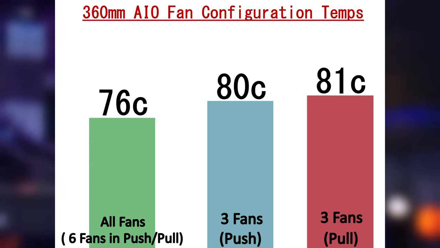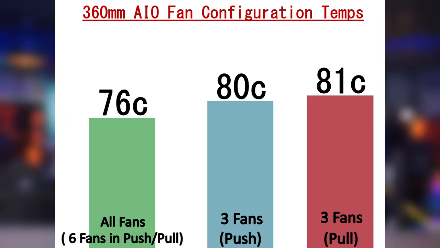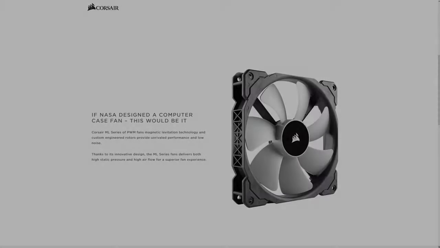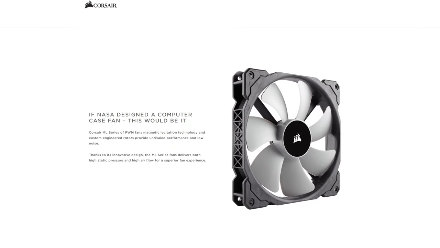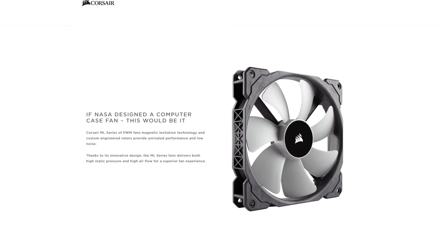As for what's better, push or pull, this test was inconclusive. They both were essentially the same. So what does it all mean? What is the writing on the wall? Well, for one, 6 fans doesn't do that much better than 3 fans in any configuration. I think all 6 fans did 4 degrees Celsius better than the 3 fan configurations. Which is, you know, yeah, I get it. Yeah, you get 4 degrees Celsius.